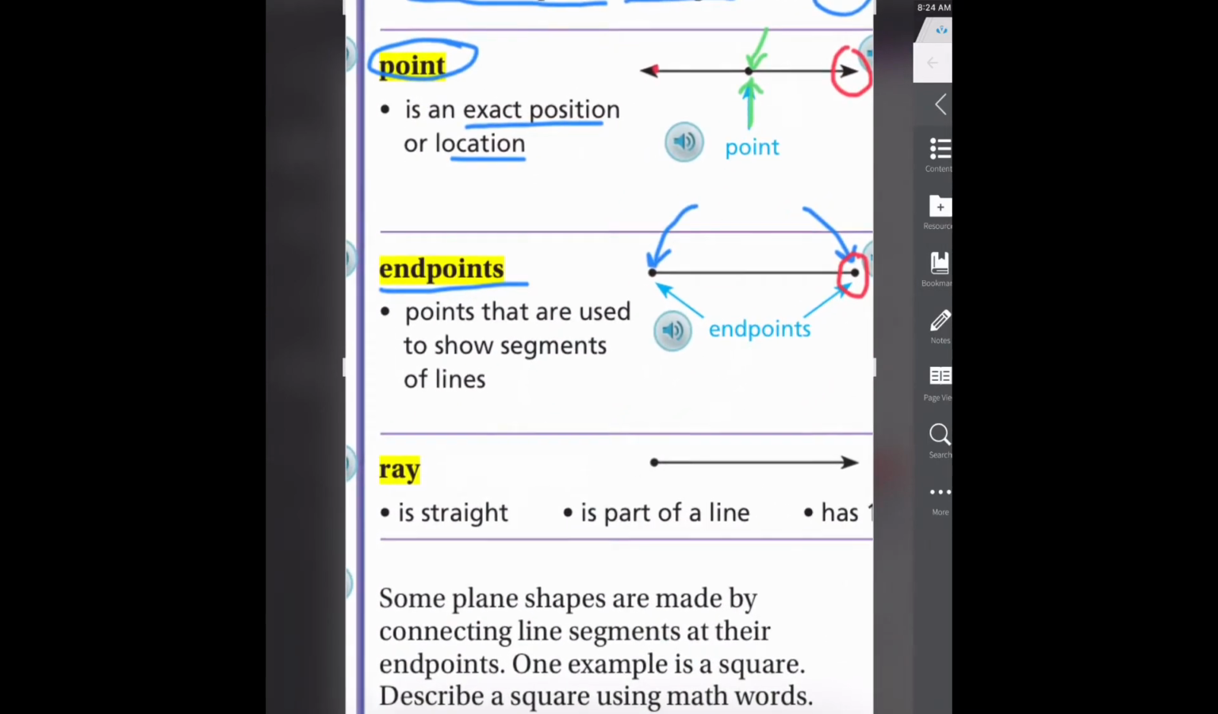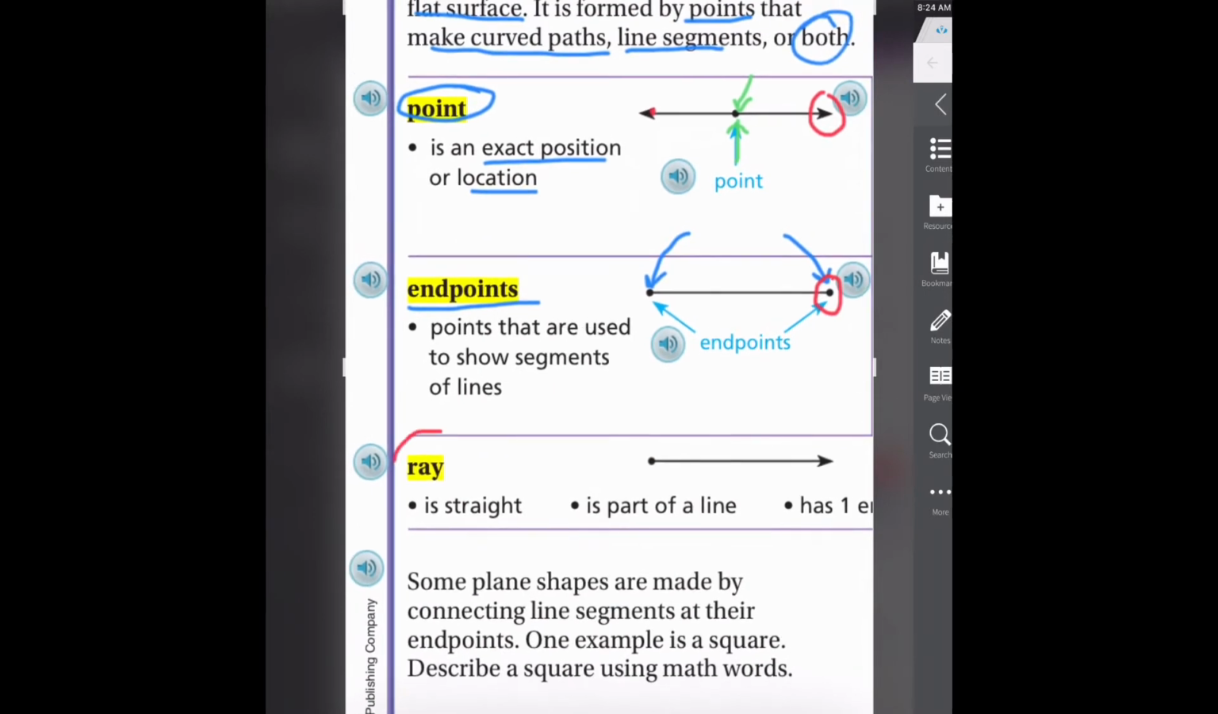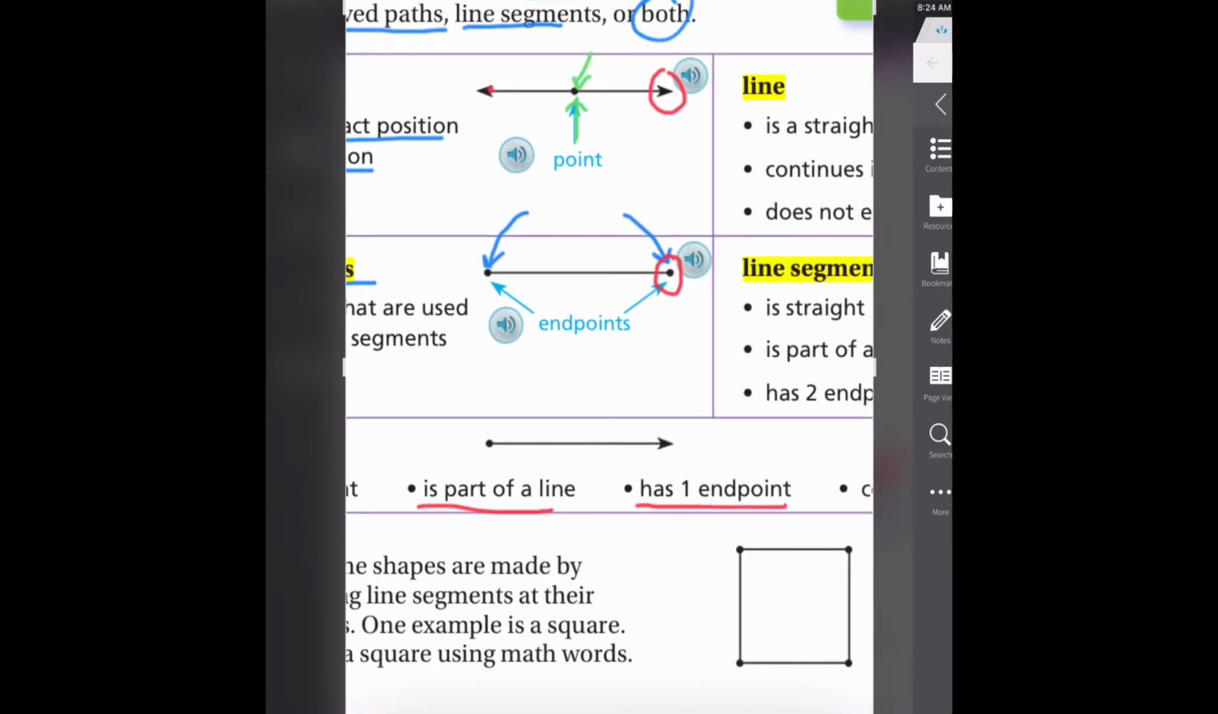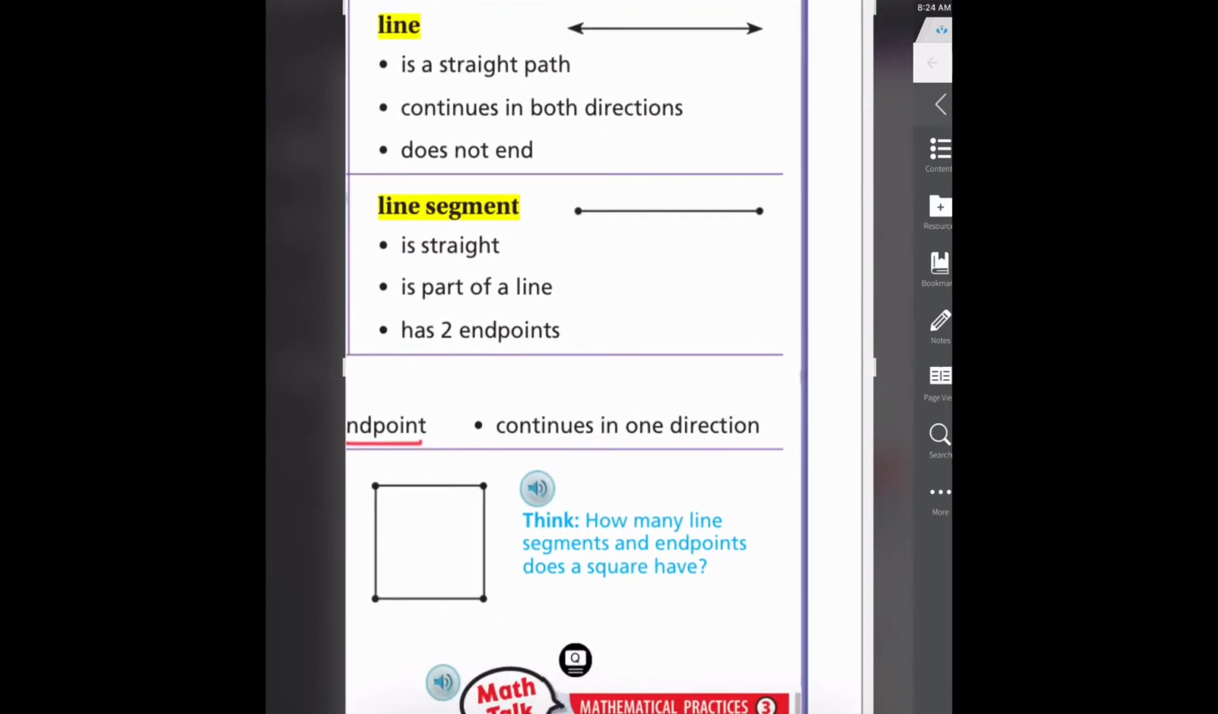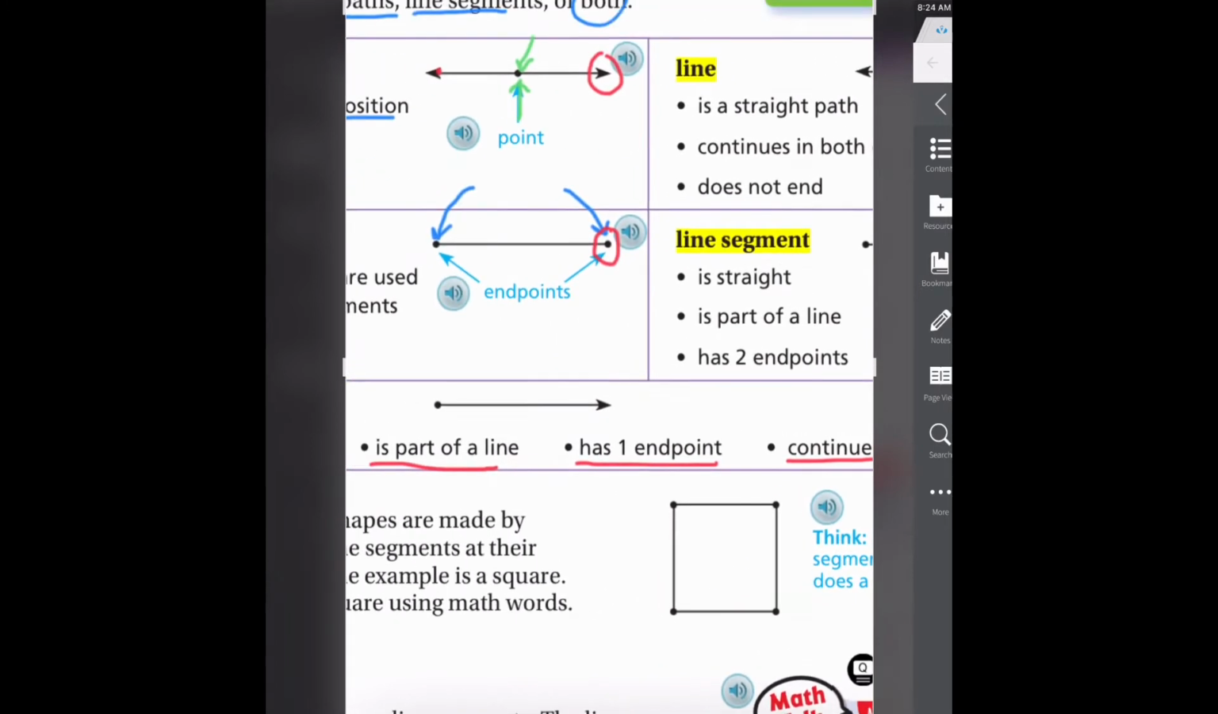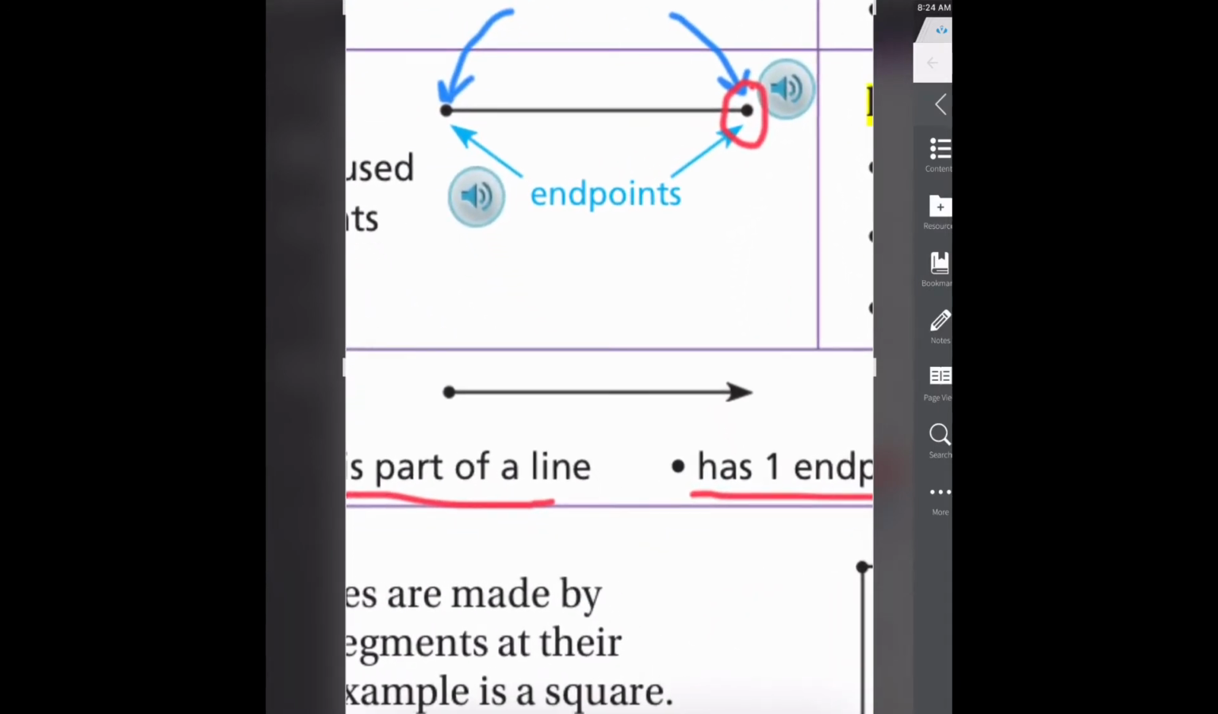All right, let's take a look at ray. A ray right here. It's straight, it's part of a line, and it has one endpoint, and it continues in one direction. So a ray has an endpoint, and then it continues on in one direction.